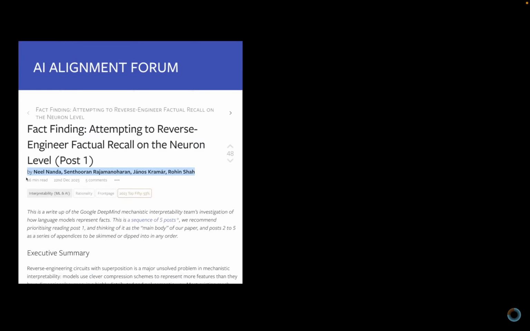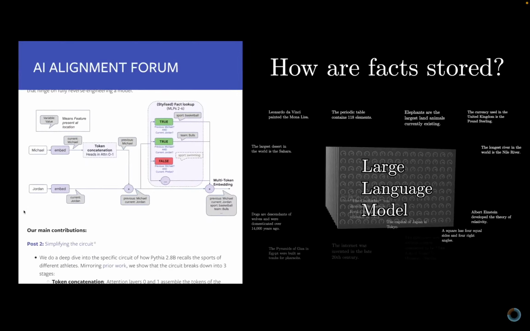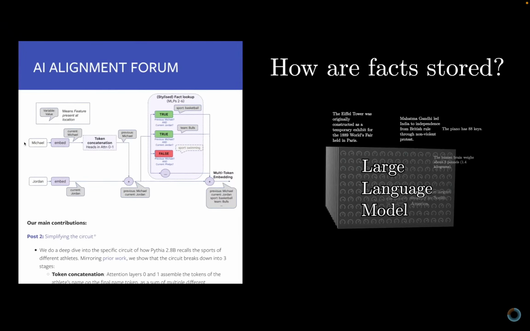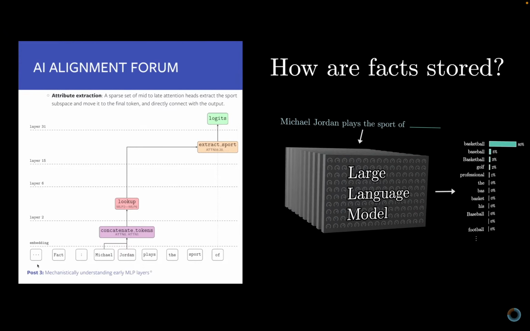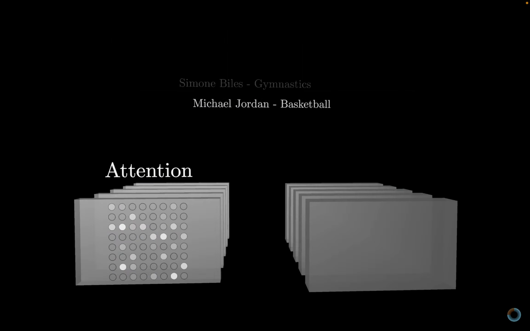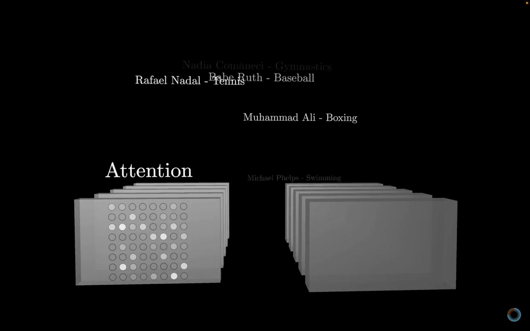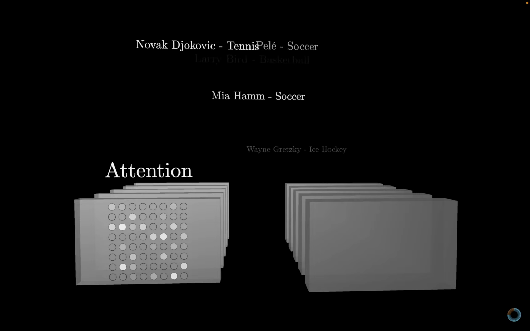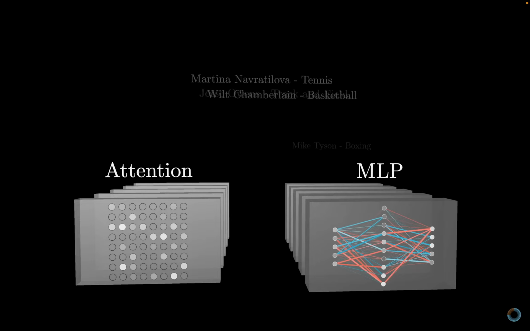Last December, a few researchers from Google DeepMind posted about work on this question, and they were using the specific example of matching athletes to their sports. And although a full mechanistic understanding of how facts are stored remains unsolved, they had some interesting partial results, including the very general high-level conclusion that the facts seem to live inside a specific part of these networks, known fancifully as the multi-layer perceptrons, or MLPs for short.